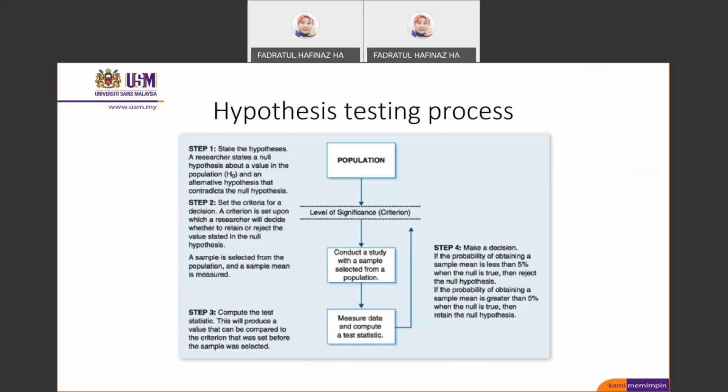So when the null is not true, then we reject the null hypothesis. If the probability of obtaining a sample mean is more than 5%, which we already set at the beginning, then the null is true, and we need to retain the null hypothesis.